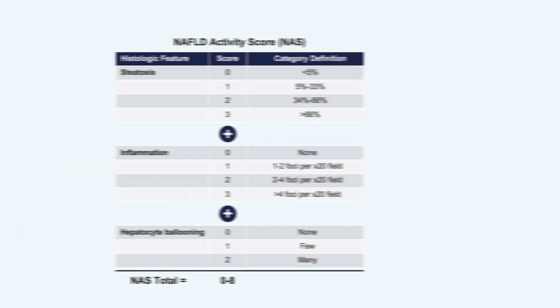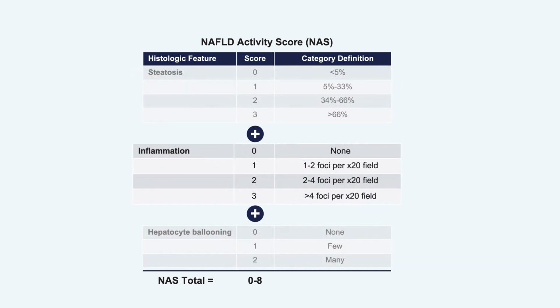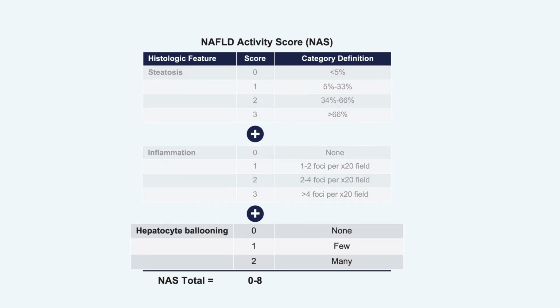The Non-alcoholic Steatohepatitis Clinical Research Network has established a NASH CRN histologic scoring system. This scoring system allows us to assess activity of disease by using a scorecard termed the NAFLD Activity Scoring System, or NAS score. It includes three variables: steatosis, graded from 0 to 3, lobular inflammation, graded from 0 to 3, and ballooning, graded 0 to 2.